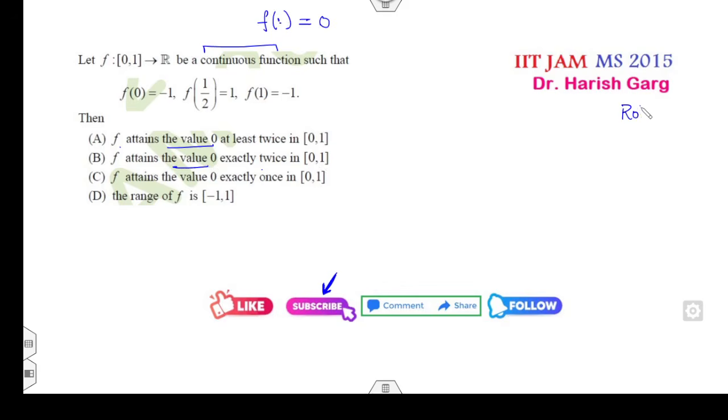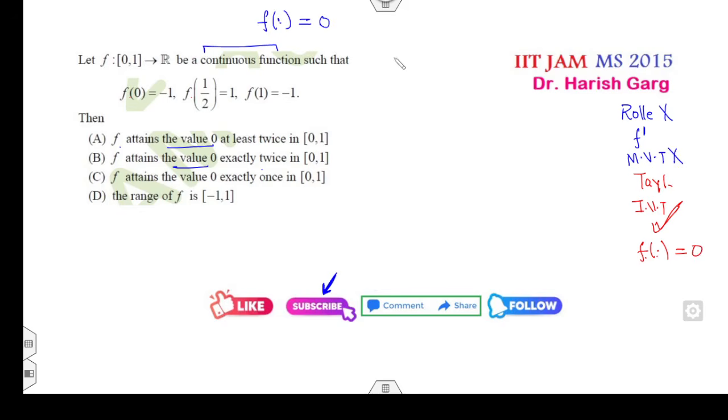Can you apply the Rolle's theorem? No, because Rolle's theorem is applicable on the derivative. Can you apply the MVT theorem? No. Can you apply the Taylor's series? No, because the function derivative values are not given. Can you apply the IVT theorem? Yes, because IVT theorem is applicable when you want to prove the function will be 0.